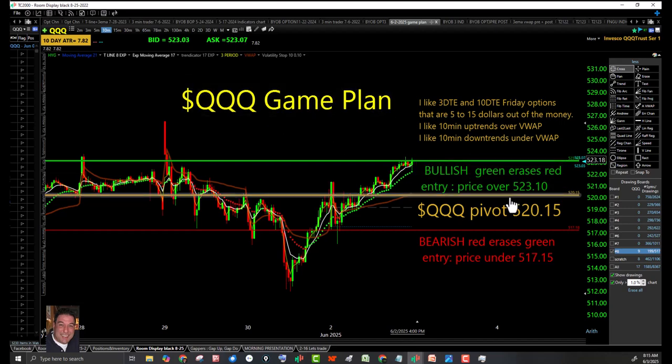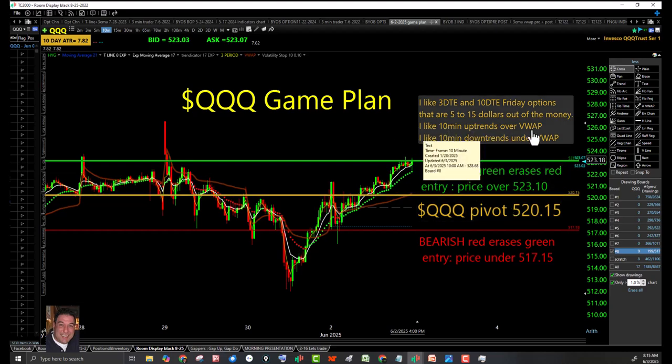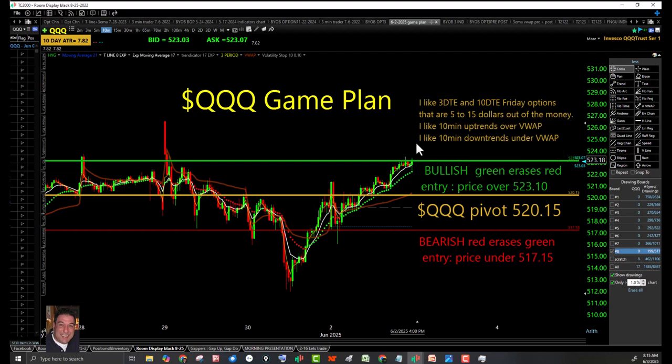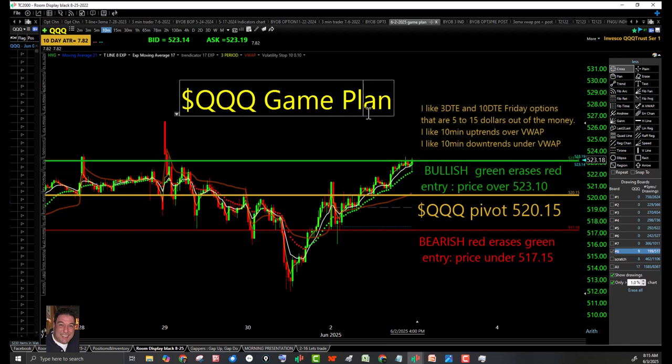All right, again, above it, I'm a bull. Below it, I'm a bear. Again, I like 10-minute uptrends over VWAP, and I like 10-minute downtrends under VWAP. I like the downtrends when they're under the pivot. I like the uptrends when they're over the pivot. I'm not going to wait for a green erases red event. If I already have a 10-minute uptrend that's breaking away from VWAP, I will most likely trade that. Okay, so there's QQQ.